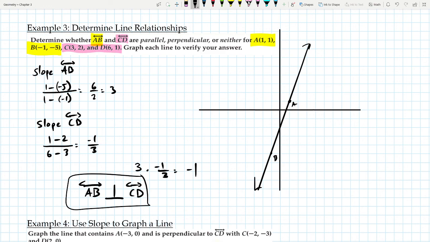Now let's find CD. We'll do that in blue. And so that is C and D. And we'll draw a line through there. And if everything is done correctly, I should have perpendicular lines. And if you take a look at it, yes, that looks like they're perpendicular there. So we have verified our answer.